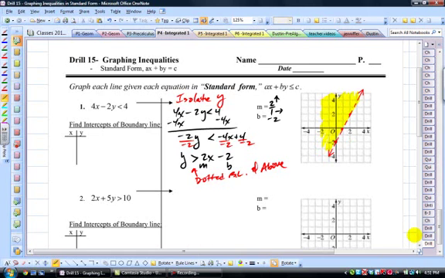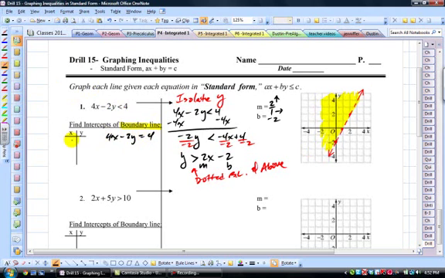Okay, that's how you handle it. Now there is a secondary way you can do it, so let me just show you that real quick. Let's go on the left hand side and write the boundary line. The boundary line is the same thing but equal to. So 4x minus 2y is equal to 4.